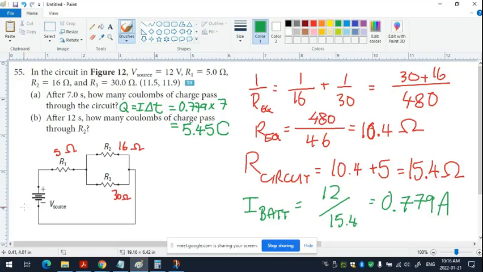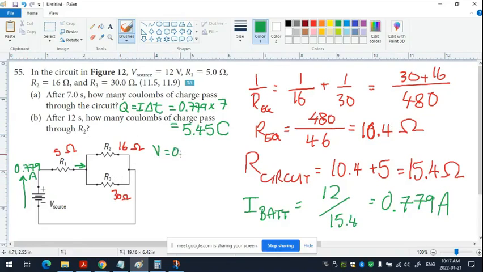Everyone, how much is going this way? 0.779 amps. So how much is going into the group? 0.779. Good. I know how much is going into the group, and I know what the group is. The group is 10.4 ohms. So V right here, V equals current times 10.4.